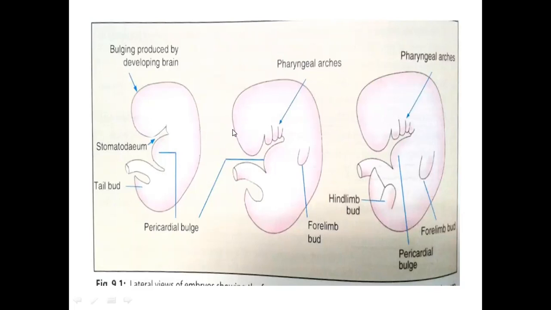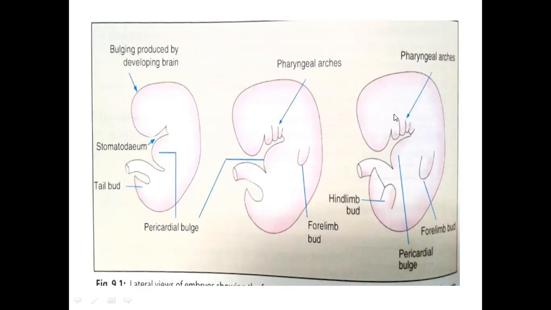Meanwhile, you can see this head fold is coming ahead. This is all the bulging due to the developing brain, the bulging due to the developing heart is here, and the oral cavity, the mouth, is going to form here. In the floor of the pharynx, these mesodermal thickenings, ridge-like structures, get formed, and they are the pharyngeal arches. Here is a developing upper limb bud or forelimb bud. Meanwhile, that also starts developing.